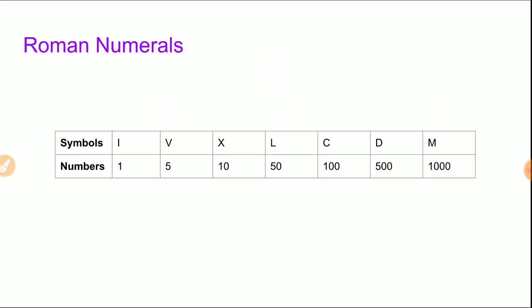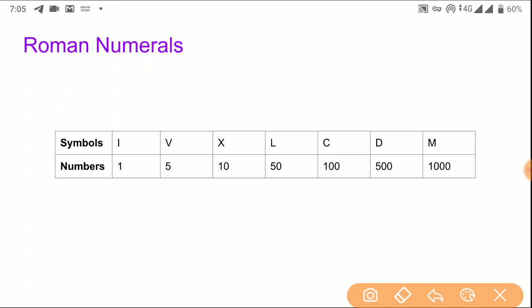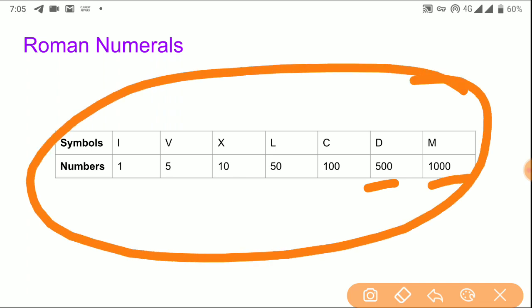Romans used letters for writing the numbers. The letters are I, V, X, L, C, D and M. So the symbol I represents 1, V 5, X 10, L 50, C 100, D 500 and M 1000. So these are the basic symbols which Romans used for writing the numbers.